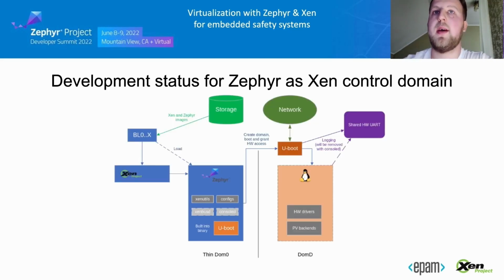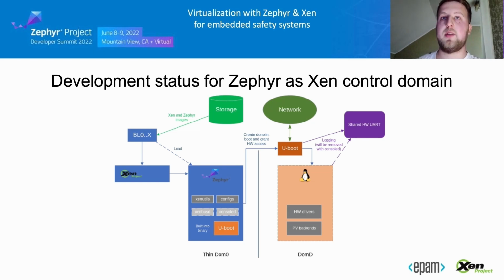Now I want you to look at the diagram and check the Zephyr Xen structure. Zephyr and Xen images are loaded by initial bootloaders. Then the initial bootloaders give control to Xen. Then it performs memory and CPU initialization and starts the control domain. It is Zephyr.